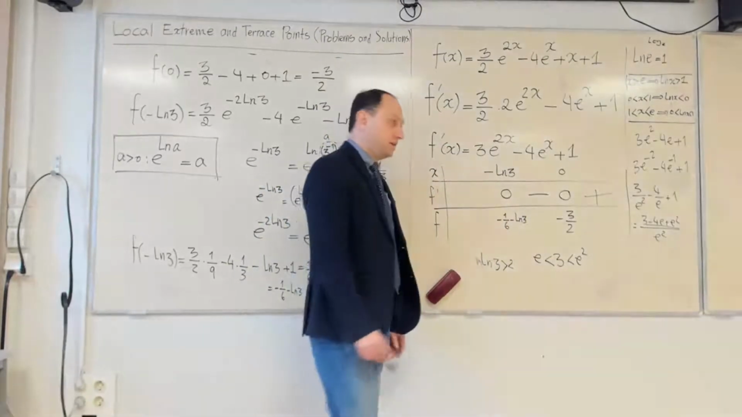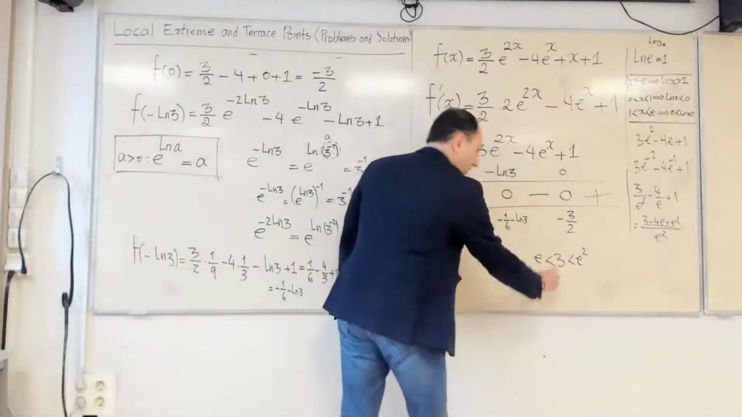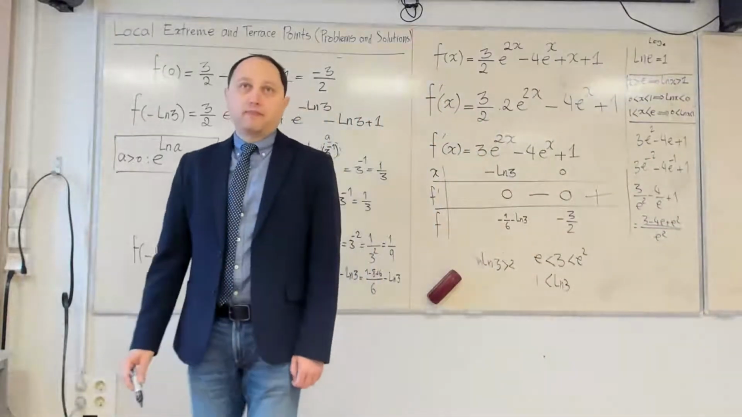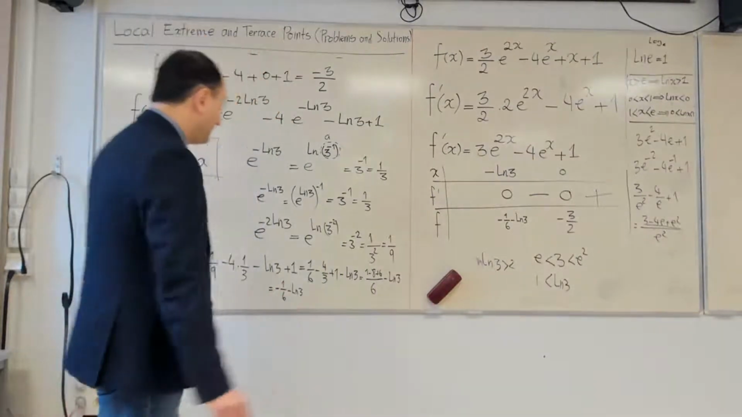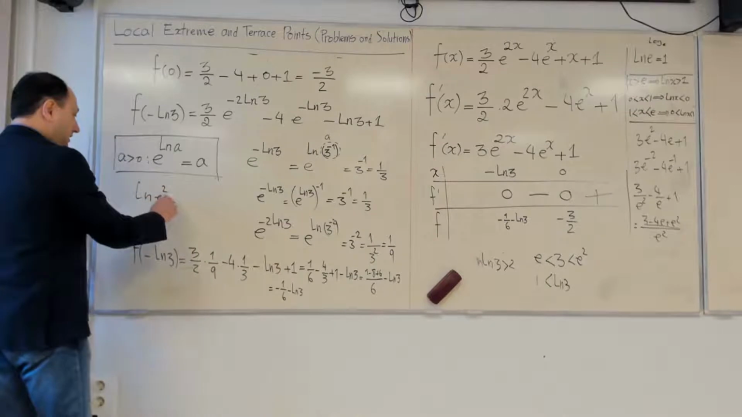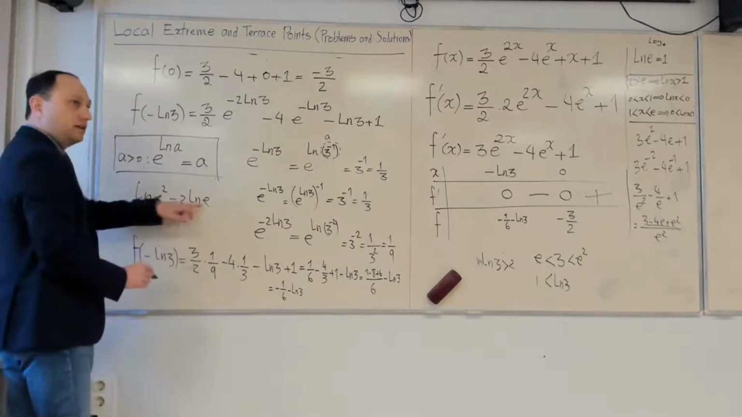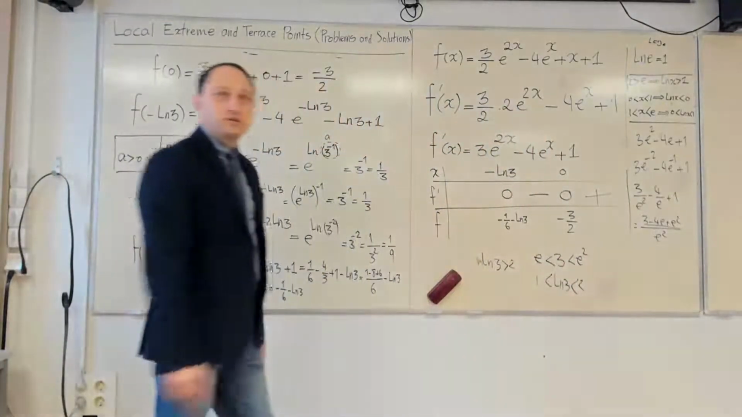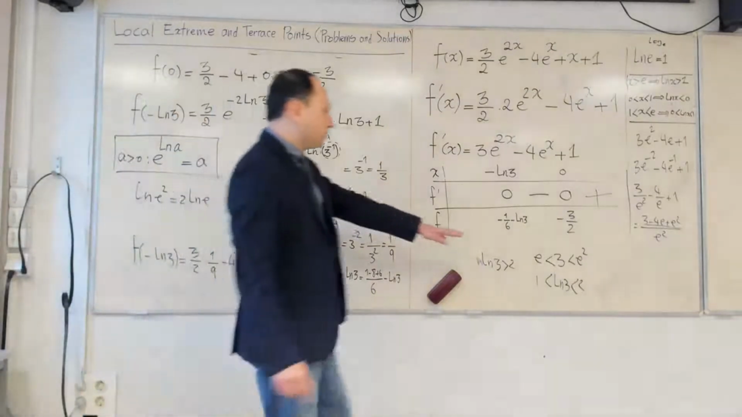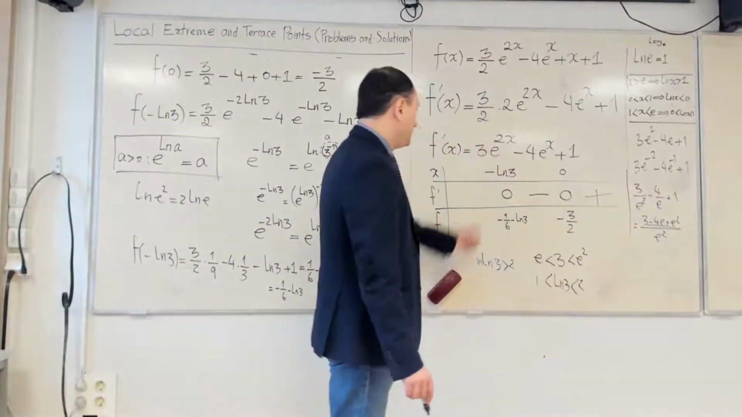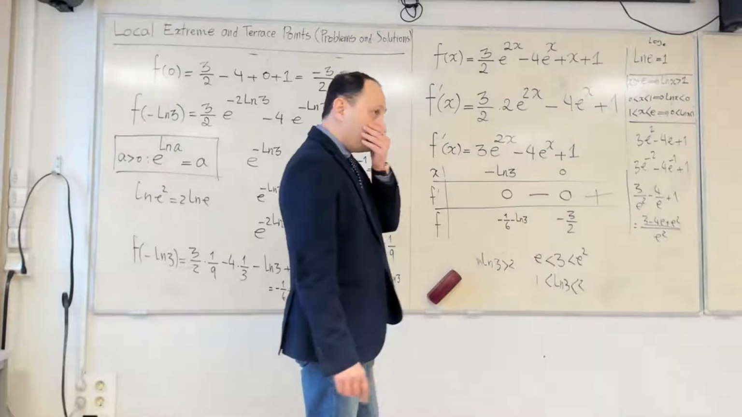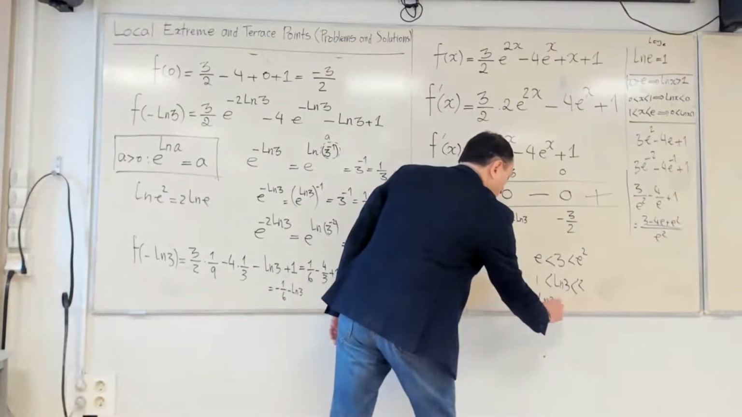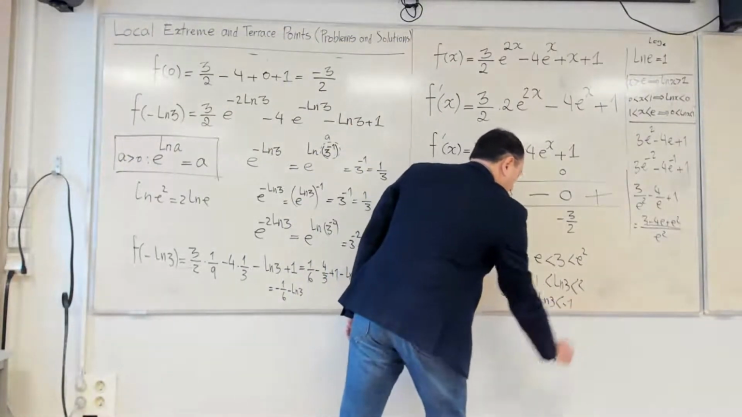Yes, now take ln. ln of e is 1. ln of 3 is just ln of 3. But what is ln of e squared? Can you tell me? You should be very quick in this. Yes, ln of e squared, the 2 goes in front, it becomes 2 ln of e. ln of e is famous, it's 1, so it becomes 2. So we realize that ln of 3 is somewhere between 1 and 2. Then minus ln of 3 is somewhere between -2 and -1.